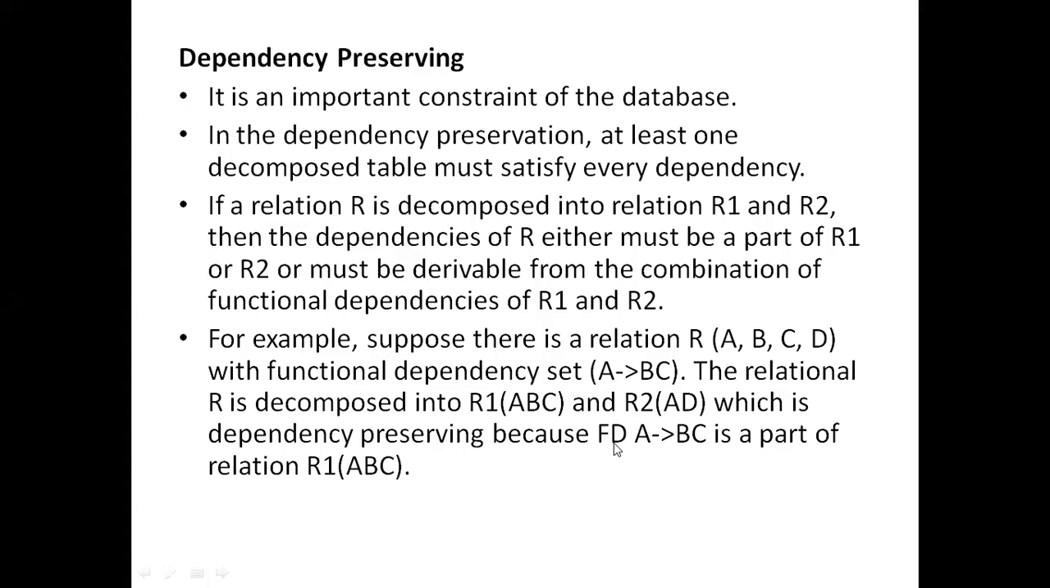We are going to read it as functional dependency A to BC. This arrow represents 'to', A to BC. It means A is a determinant, and BC are dependent on A. So A is a part of R1. It is not there in R2, but it is a part of R1. So by the definition itself, we can say that yes, it is present in R1. So it is dependency preserving. It is preserving that functional dependency here.